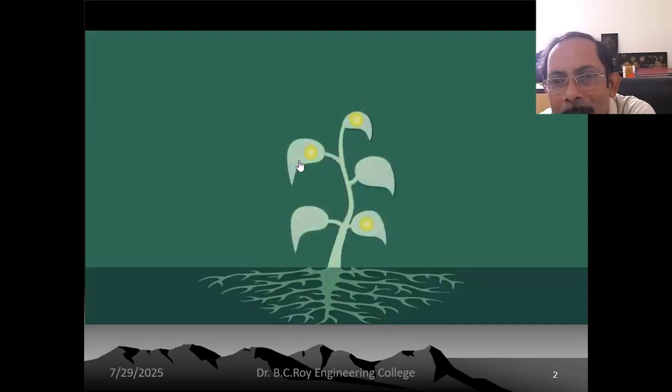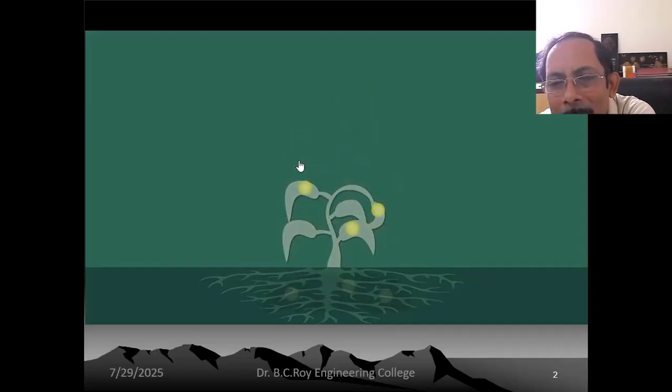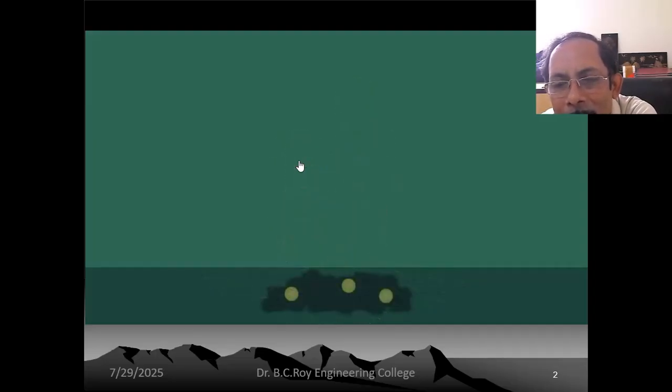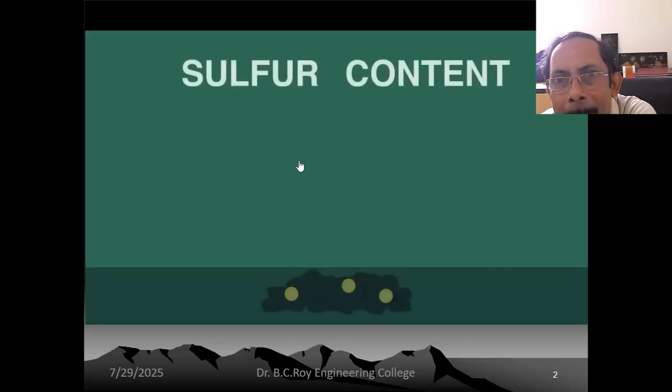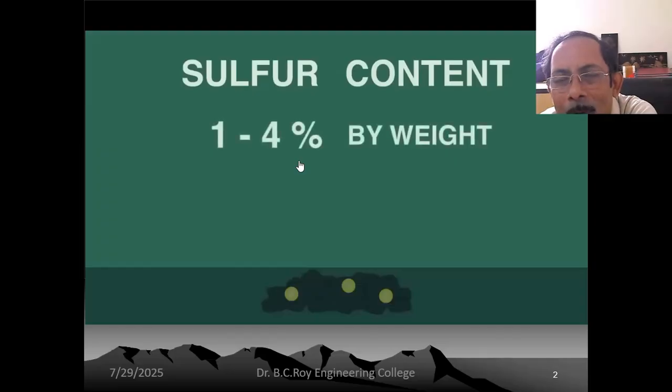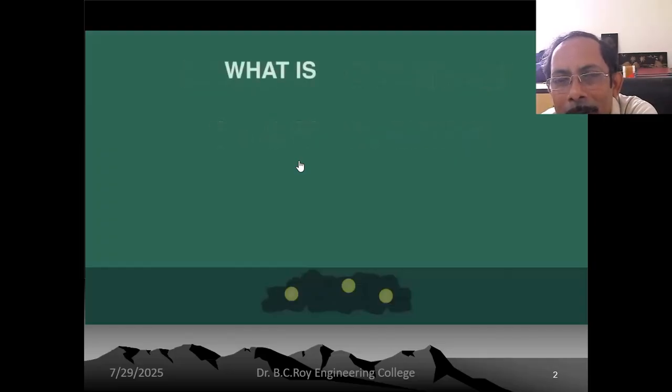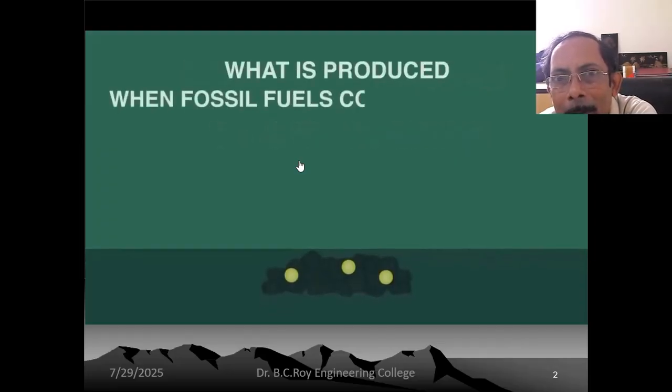When plants die, then after the death and decay of these plants, sulfur atoms remain bonded to the carbon atoms, and eventually form coal and oil over millions of years. The sulfur content of coal and oil is usually more or less 1 to 4% by weight. What do you think is produced when fossil fuels containing sulfur are burned?